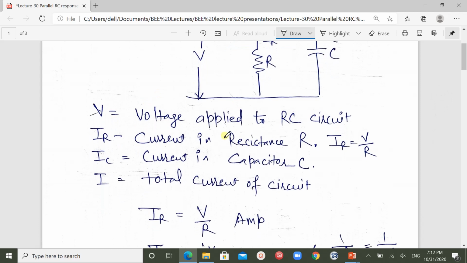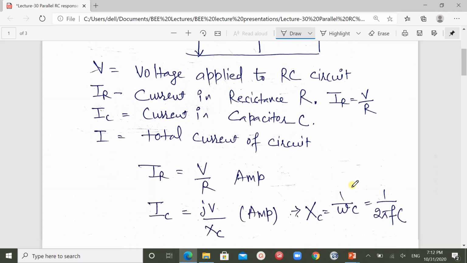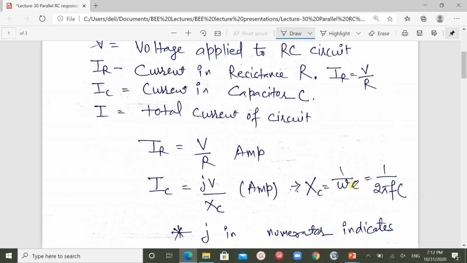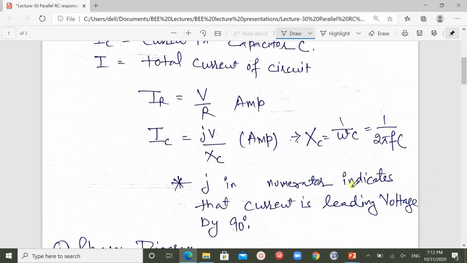V is the applied voltage to the RC circuit, and we know that IR is equal to V upon R, and IC is the current in the capacitor, and I is the total current of the circuit. IR is equal to V upon R, the units are amperes, and IC is equal to JV upon XC. XC is 1 upon omega C, or it can be written as 1 upon 2 pi FC.